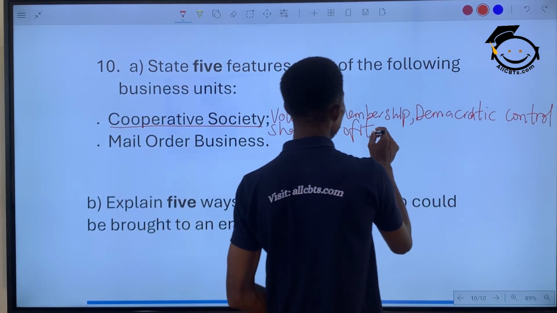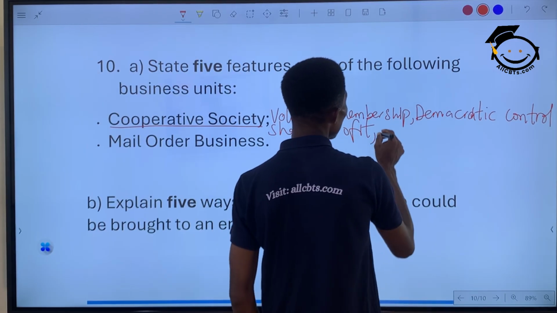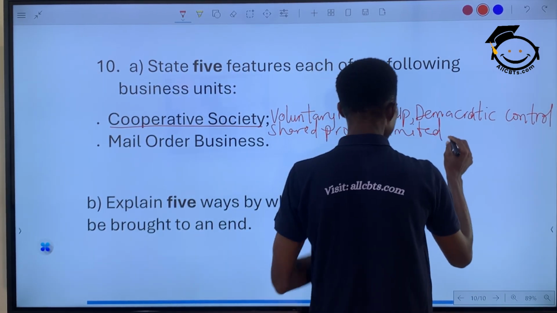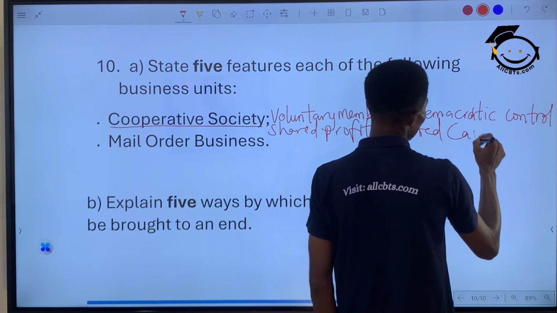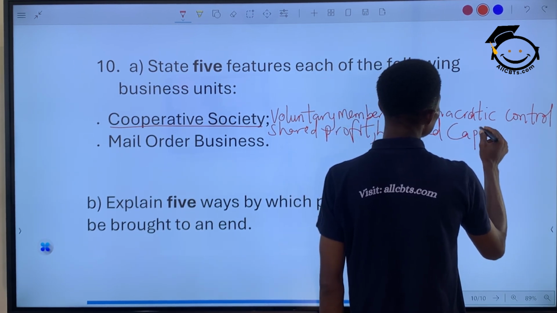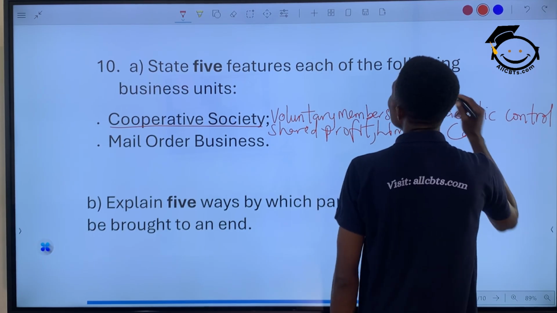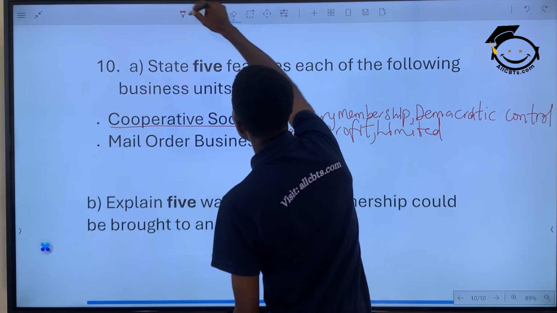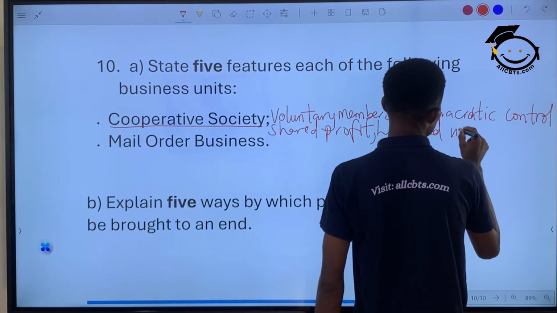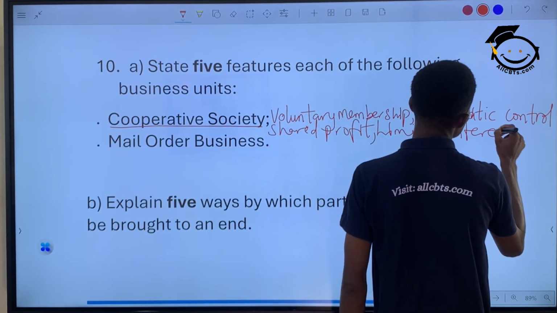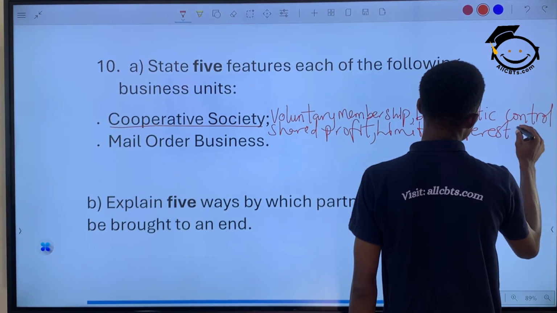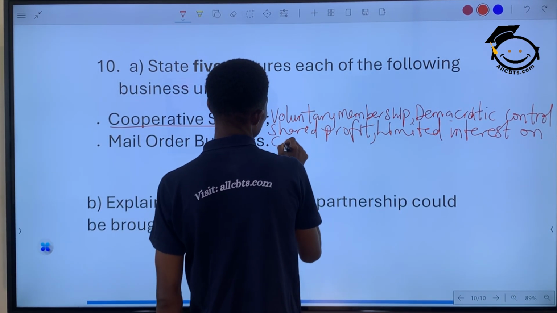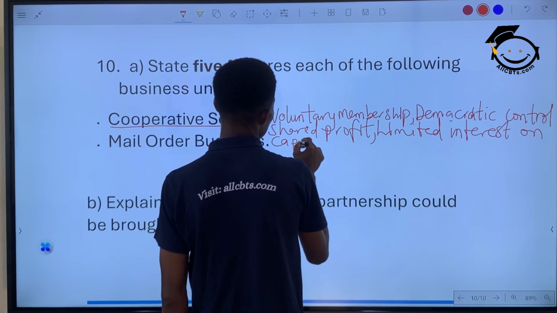The fourth one we have here is what we call limited interest on capital.